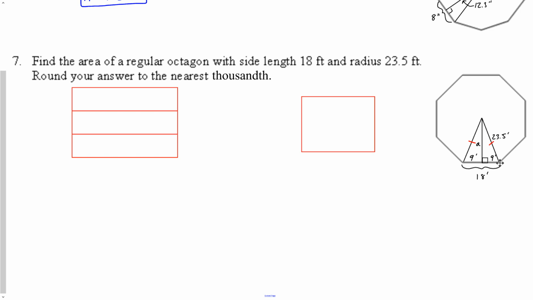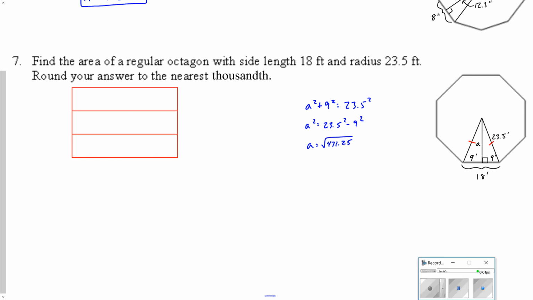So I have a right triangle where I know 2 of the 3 sides and I'm looking for the 3rd side. That is a classic time to use the Pythagorean theorem. The radius is the hypotenuse of that right triangle. Your apothem and half of your side length are the two legs of that right triangle. So Pythagorean theorem would lead me to say that the apothem is the square root of 471.25.